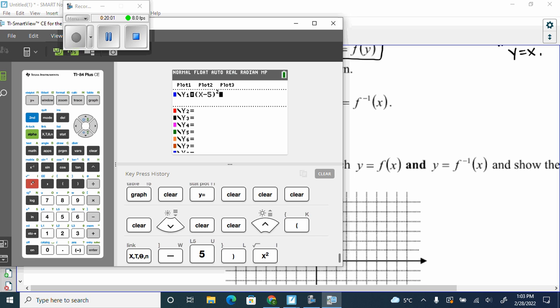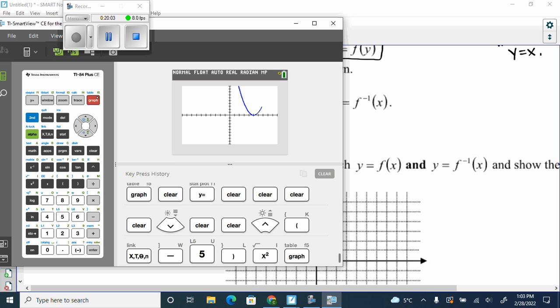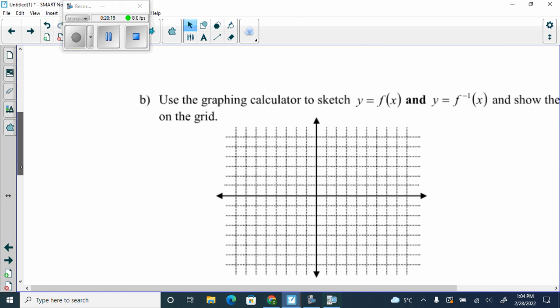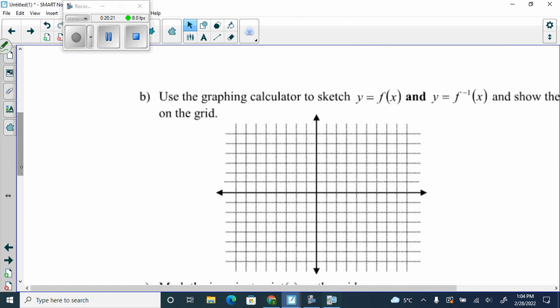Okay, so we press graph, and what actually happened is the graph moved 5 to the right, correct? It took your normal parabola at x squared, and it moved it 5 to the right. Okay? So we know that it's at (5, 0). So I'm going to put that. One of the coordinates is at (5, 0).